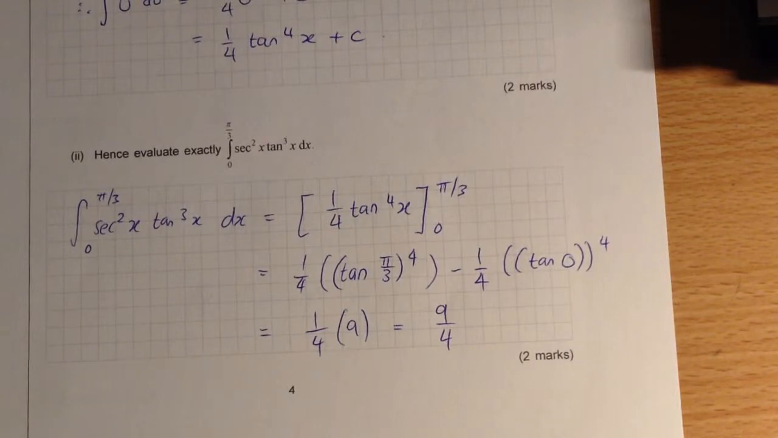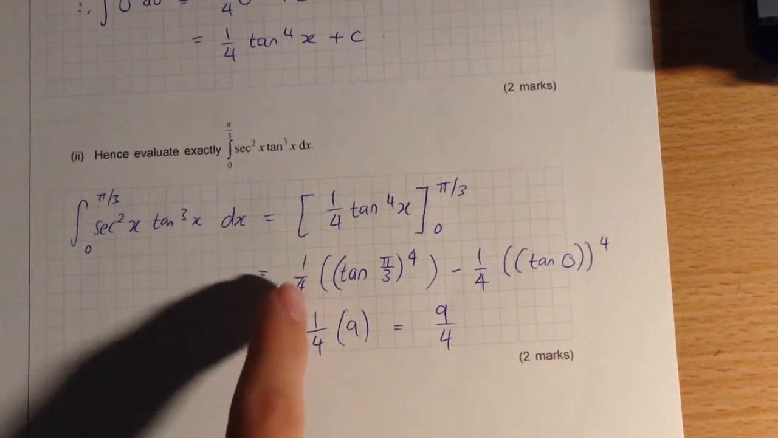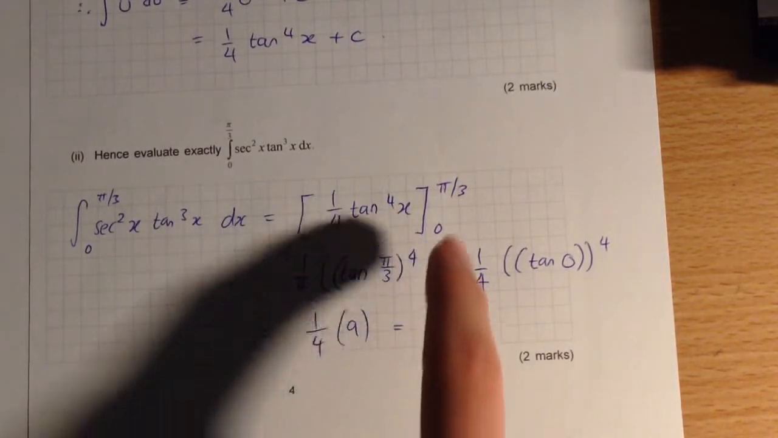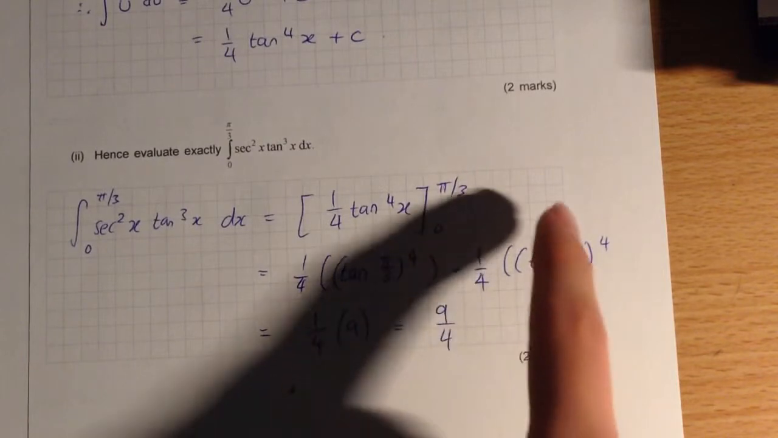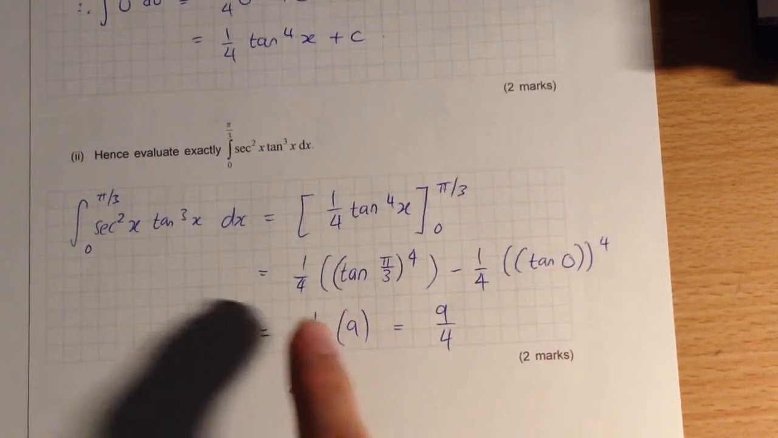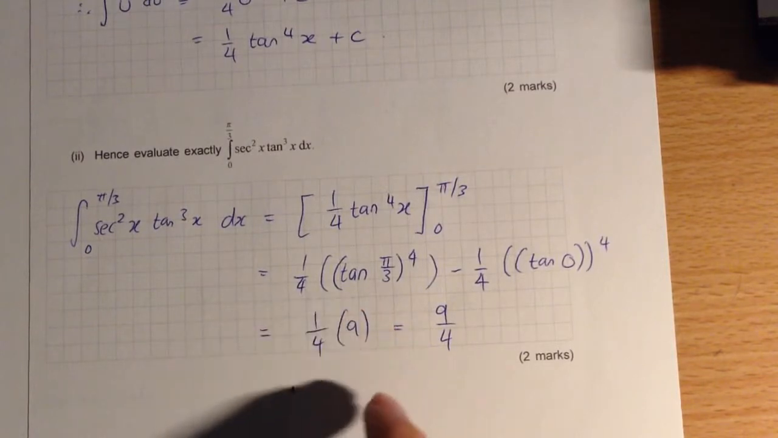Hence, we need to evaluate exactly the integral from 0 to pi on 3 of sec squared x tan cubed x dx. This is very simple because we've actually found the integral before, so it's just a matter of evaluating the definite integral. We don't need to worry about the constant of integration because that just disappears in a definite integral, and so we end up with 1/4 of tan to the 4 x between 0 and pi on 3. We then substitute that in, so we have 1/4 of tan pi on 3 to the 4, take 1/4 tan 0 to the 4, and from that we know tan 0 is 0, so we end up with 1/4 lots of 9, which is 9 on 4.